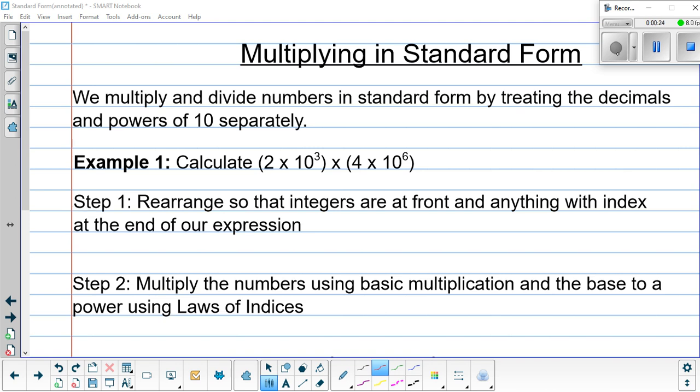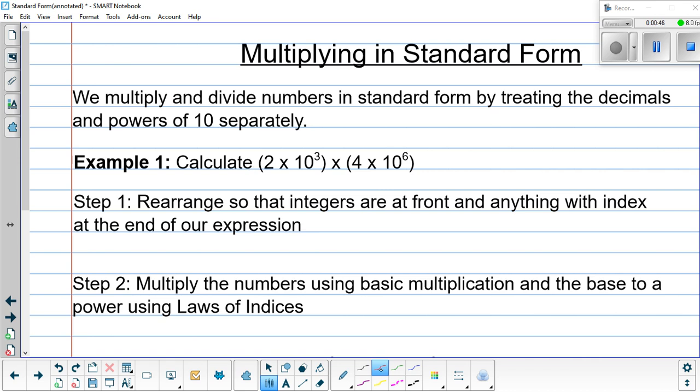So if we look at example 1, we have 2 times 10 to the 3 times by 4 times 10 to the 6. I opted to put these in brackets just to show you that this first part is one standard form multiplying by this other standard form. It's not required that they're in brackets, so just keep that in mind. But for the most part, you'll start off by seeing them in brackets like that.